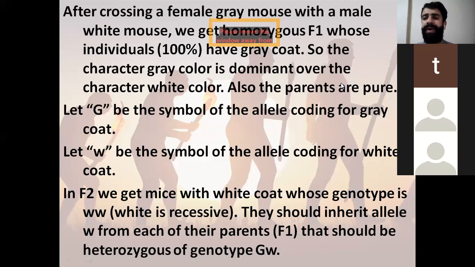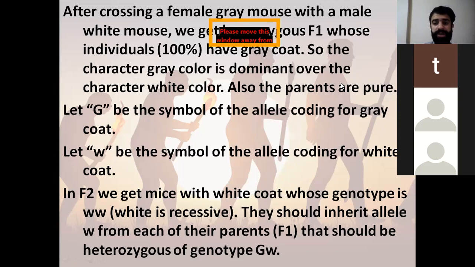My job is to give the symbols. I will tell you, designate by symbol the corresponding alleles. Which one is the dominant? The gray. The gray is the dominant, so it should be symbolized by a capital letter. So let G capital be the symbol of the allele coding for the gray coat, and let W small be the symbol of the allele coding for the white coat. These symbols you have to mention in the exam or in the question, even if they are not given. In this question, they are given, but you have to mention them here.